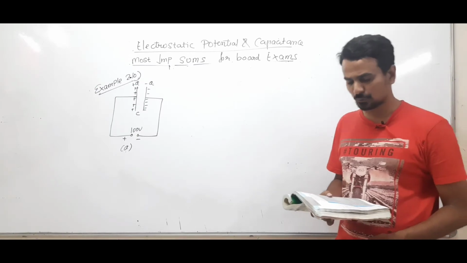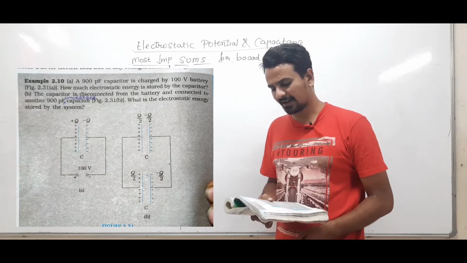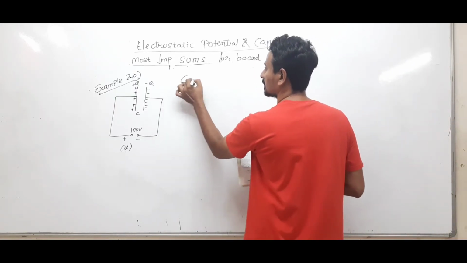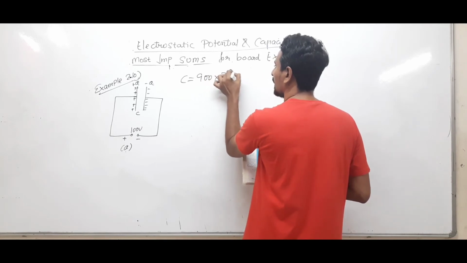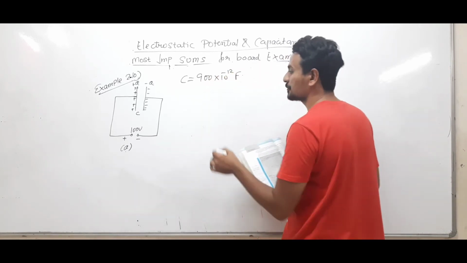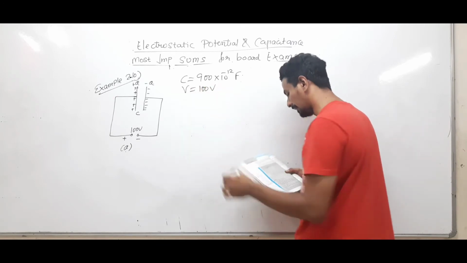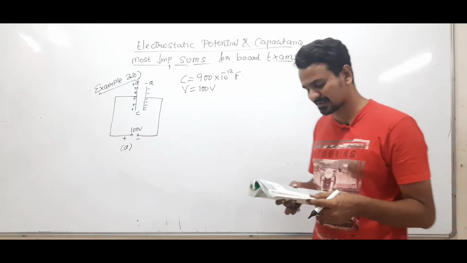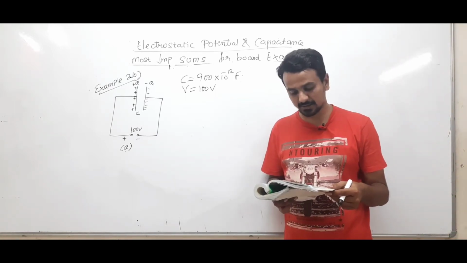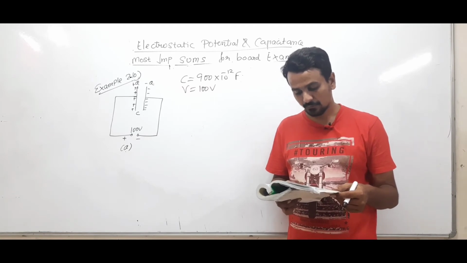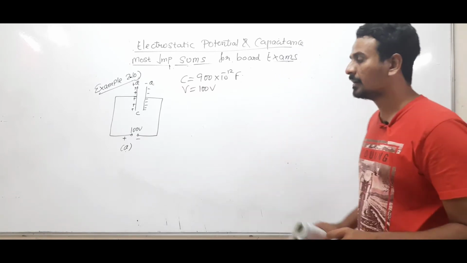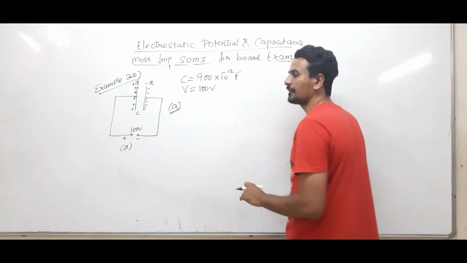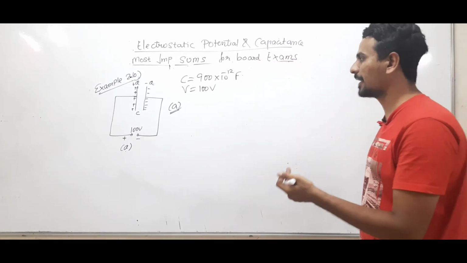Another example, example 2.10. A 900 picofarad capacitor is charged by a 100 volt battery. Capacitance is given, 900 into 10 raised to minus 12 farad, and it is charged by a battery of 100 volt. What is the energy stored by the capacitor? The capacitor is disconnected from the battery and connected to another 900 pF uncharged capacitor. What is the energy stored by the system? So in the first part of the question, you are asked to calculate the energy of a capacitor whose capacitance is given and voltage is given.